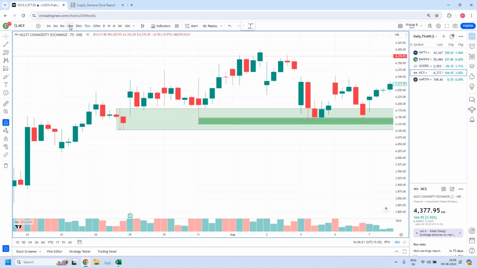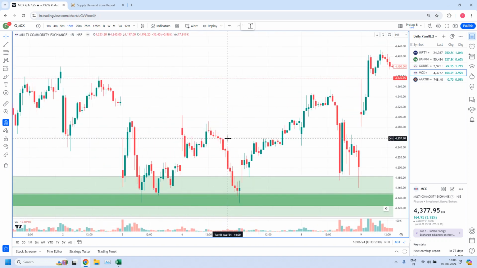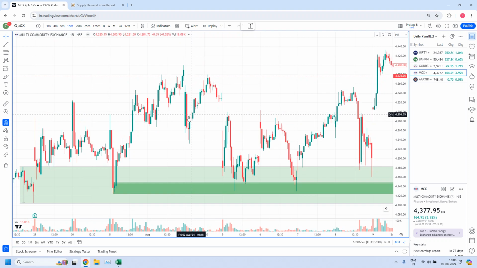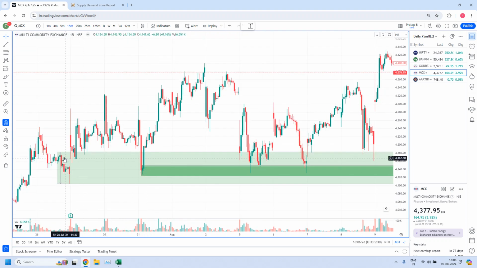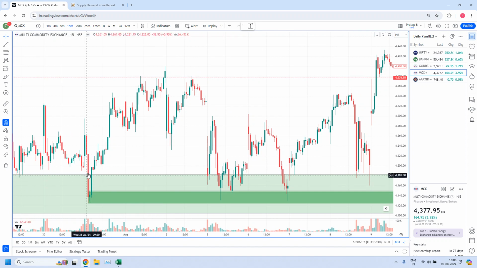And when you go to the 15 minutes time frame, in the recent price action, after the zone creation, prices went up and again came into this zone. At that time, the 15 minutes created a drop base rally. So we have a 15-minute zone. And this 15-minute zone could be a high liquidity zone.